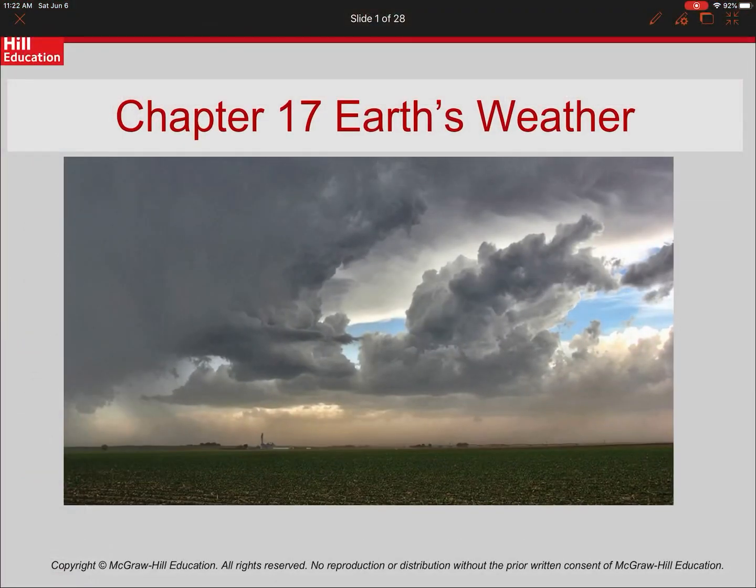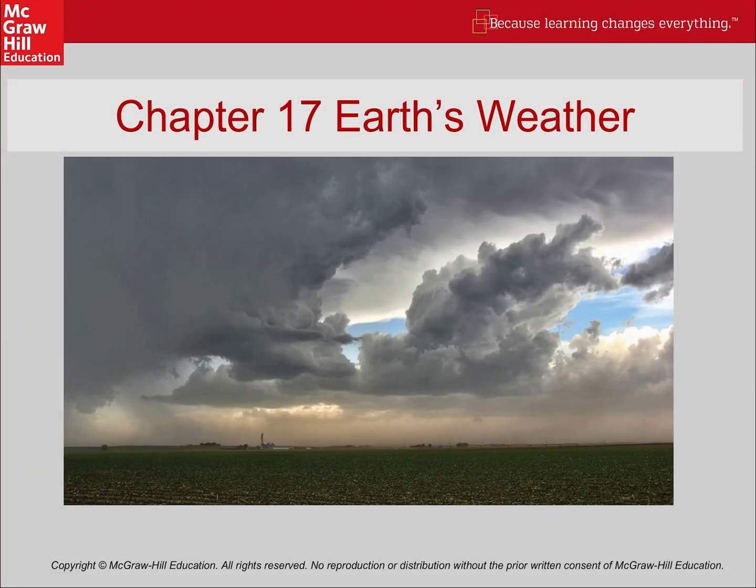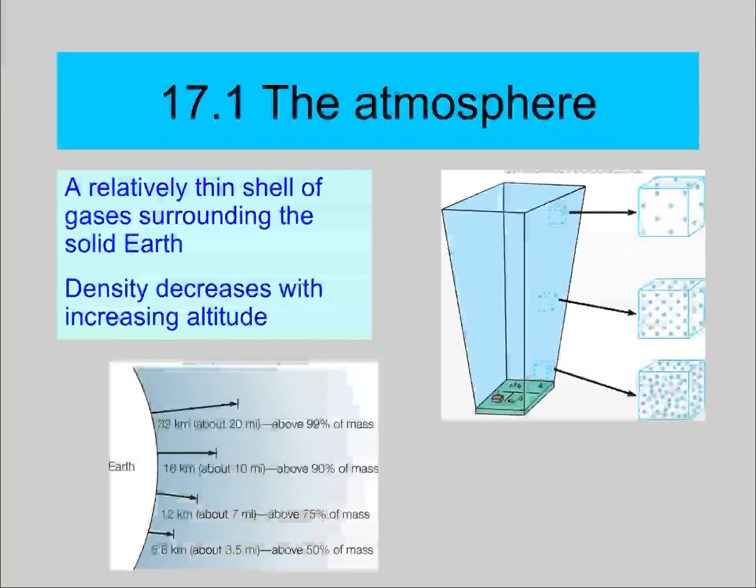Chapter 17, we're going to move on to our discussions with meteorology and really talk about weather. So to talk about weather, we have to focus on the atmosphere. That's where weather occurs. The atmosphere is a relatively thin shell of gases surrounding the solid Earth. And the density of the atmosphere decreases as you increase altitude. So as you go further from the surface of the Earth, the density of the gas decreases.